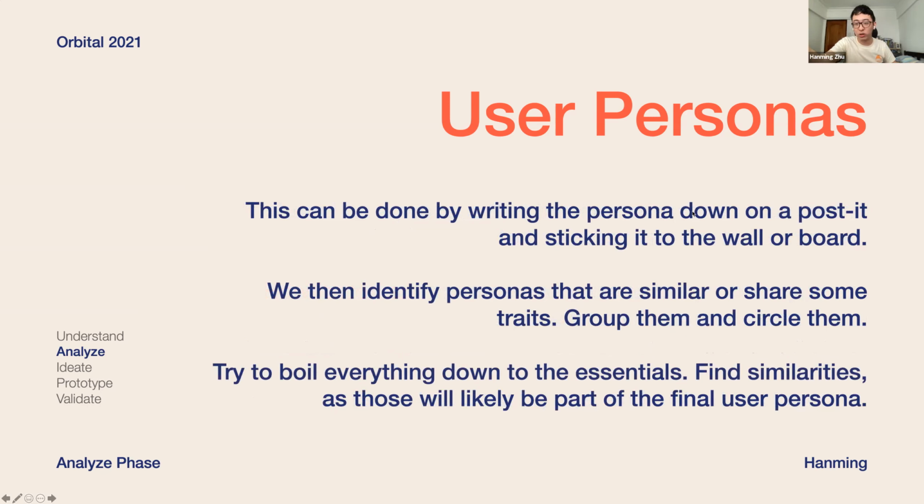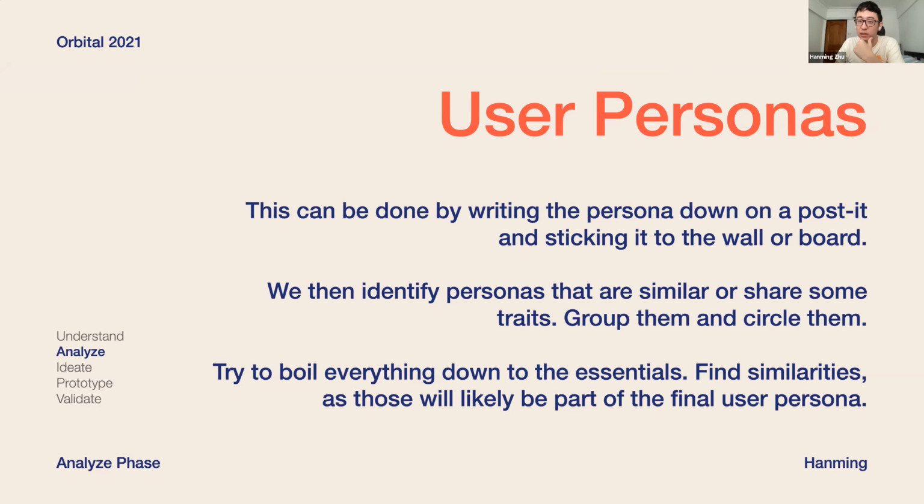Then you stick it to a board. In UX, they like to use post-its a lot. You'll see a lot of pictures of UI, UX designers just spamming post-its. So it's part and parcel, because post-its are quite convenient. You can move ideas around and you can organize ideas. So you can write down a short persona on the post-it and stick it to a wall. Then what people will do is group the similar ideas and traits, right? And then circle them and try to boil everything down to the essentials. Find the similarities across all these personas and then put them as part of your user persona, right?